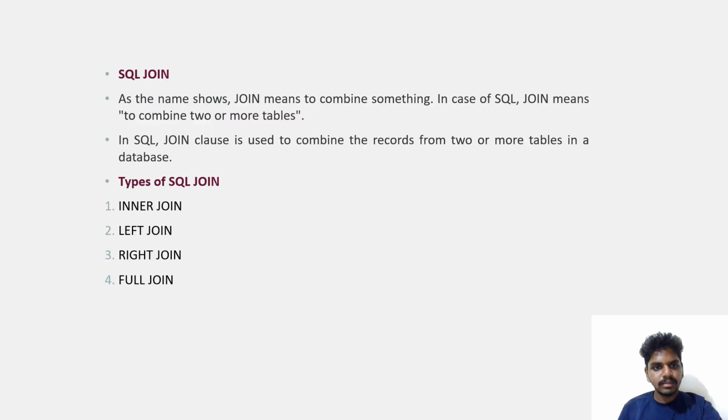The next topic is SQL join operation. As the name shows, join means to combine something. In case of SQL, join means to combine two or more tables. In SQL, join clause is used to combine the records from two or more tables in a database. Types of SQL join: inner join, left join, right join, and full join.